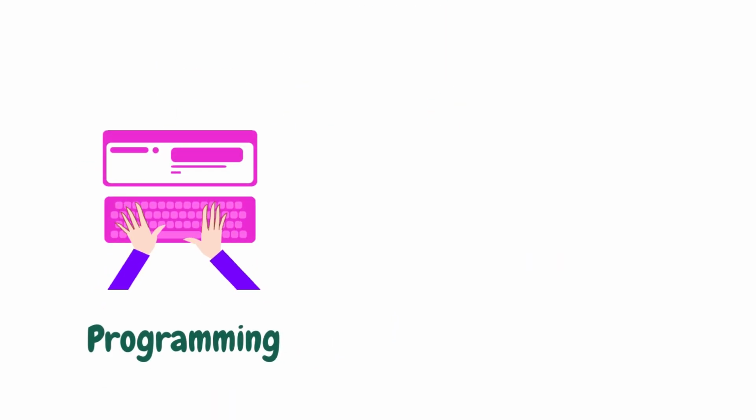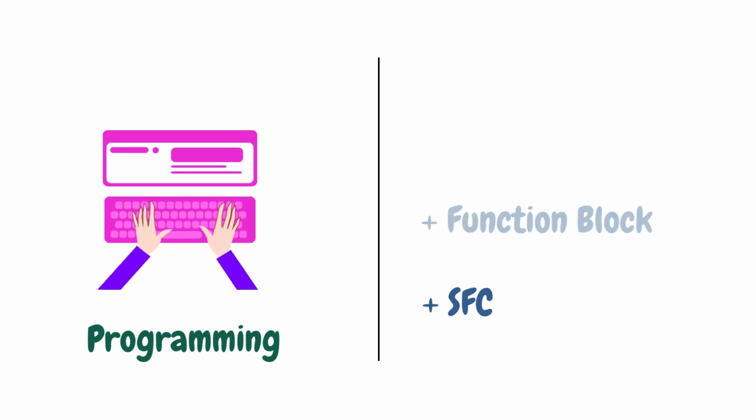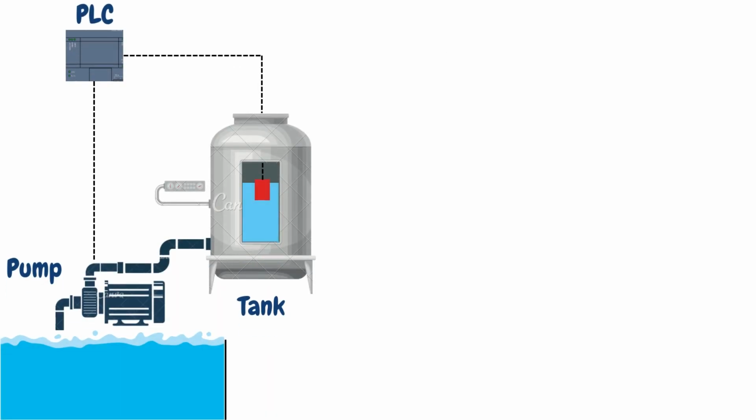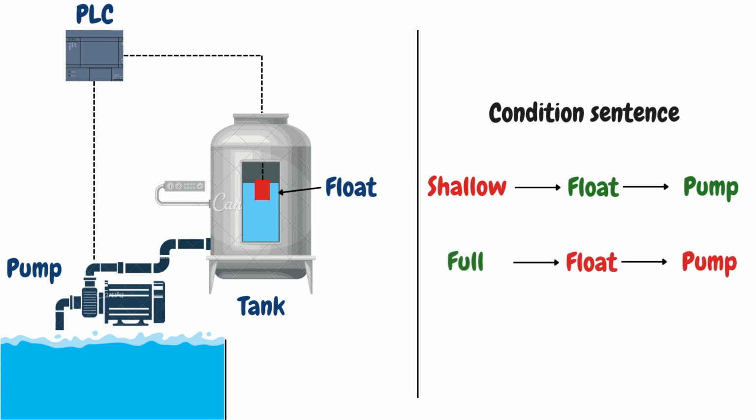Okay, now, how can we convert our requirement to code, or in other words, how can we program? For PLC there are various programming languages like ladder diagram, structured text, function block, sequential function chart. But in this video, I will use ladder diagram as an example. Here we have a requirement: an automatic water pump system for the tank. It has a float to control the water level. The method we apply to transfer to ladder language is using conditional sentences. If the water in the tank is shallow, the float is activated, start pump. If the water in the tank is full, the float is deactivated, stop pump.